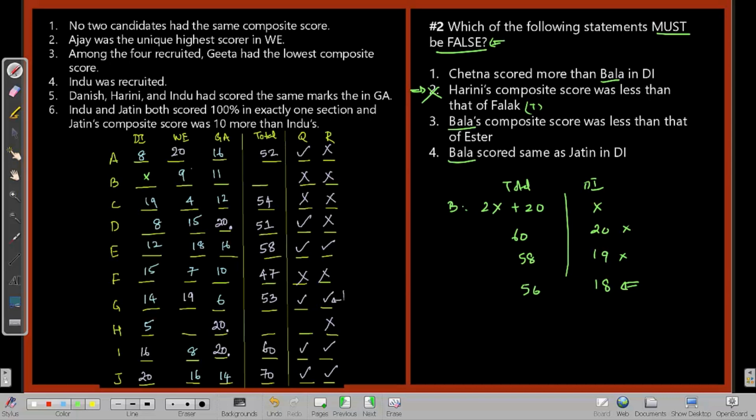Now let's look at these 3 statements. Chetana scored more than Bala in DI. Chetana's score is 19. Bala's highest score is going to be 18. Maximum possible score is 18. So that's a true statement.